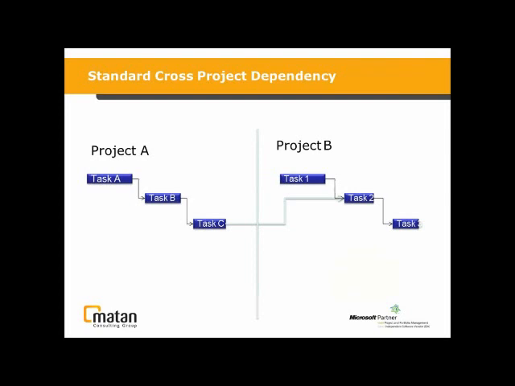So when we talk about cross-project dependencies, because we're talking about linking between the different project files and presenting things in the program file, you have the classic project dependencies that everybody knows, like task C of project A needs to finish before task 2 of project B can start. So that's one kind of dependency, and that's a dependency that we all know.